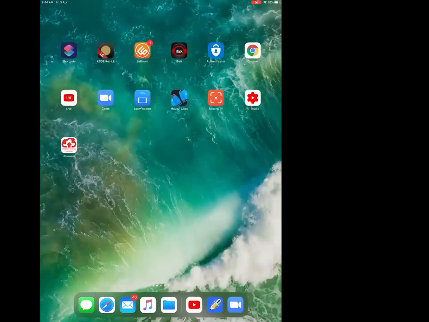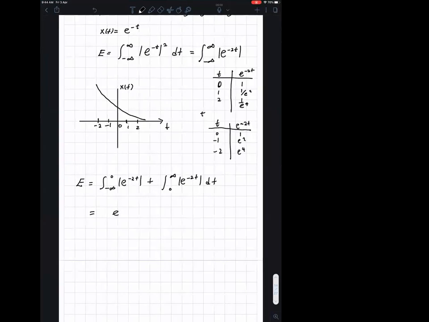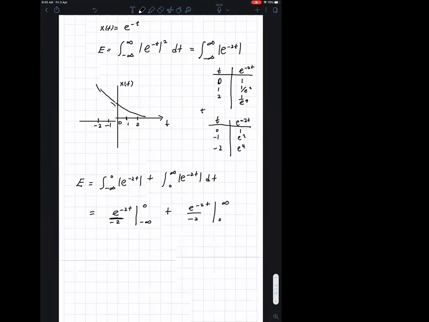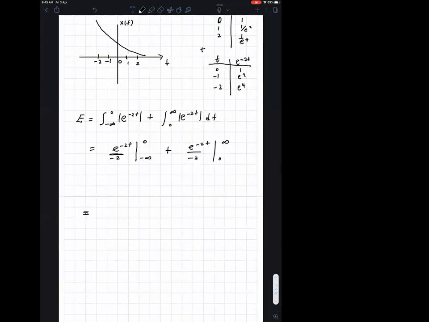What is important now is that you should be able to integrate this. Let's integrate this, e to the minus 2t divided by the derivative of the exponent, minus 2, going from minus infinity to 0, plus e to the minus 2t, just to ensure that the signal also exists on the other side. Upper limit e to the power of 0 minus, if you plug in minus infinity.